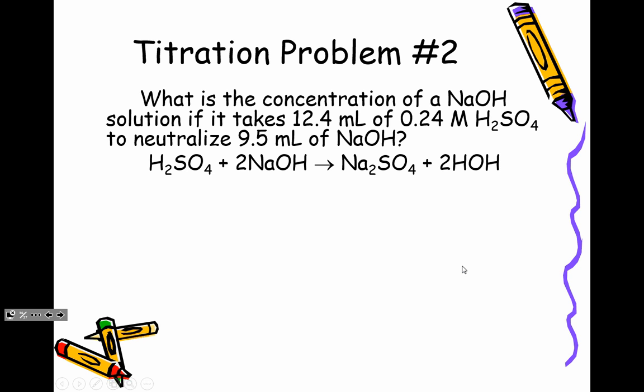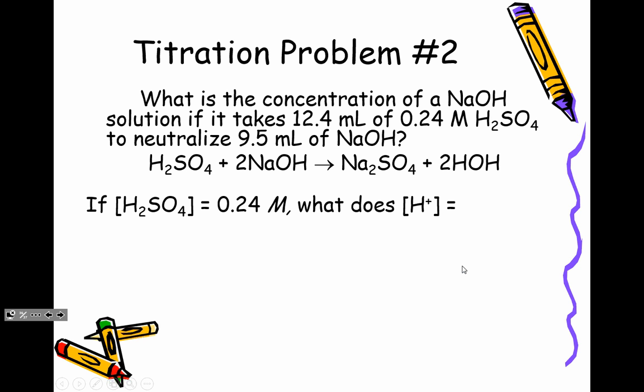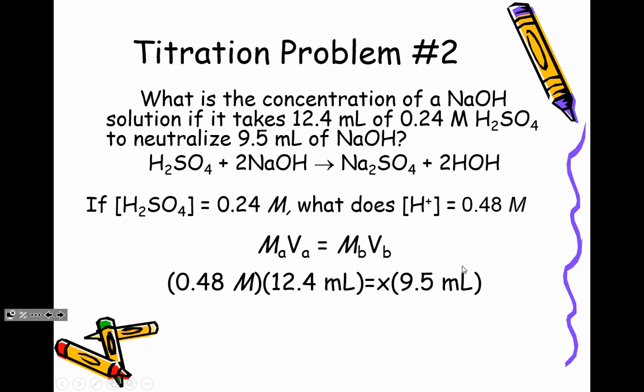And technically, that's something we have to take into account when we're looking at our equation. So if we have H2SO4 concentration being 0.24, and every H2SO4 gives us 2 H+, we would double the concentration to get the concentration of the H+. So now we've taken account for the fact that we are basically using twice as much base as acid in the situation here. So when we use our equation, it's going to be 0.48 molar times 12.4 milliliters equals X times 9.5 milliliters. Our standard solution was the sulfuric acid, and our unknown was the base, and we had 9.5 milliliters of the base. So if we solve for X, we're solving for the concentration of OH-, and that was 0.63 molar.